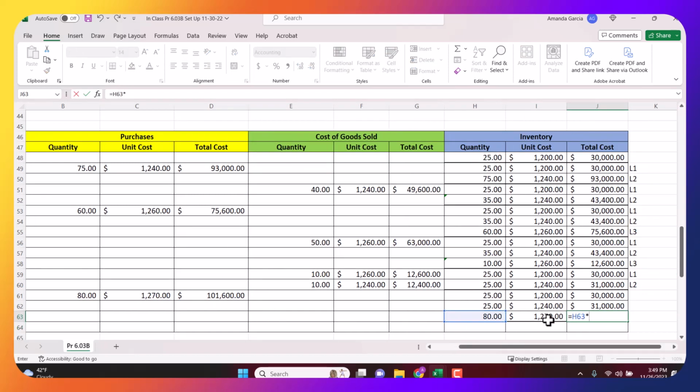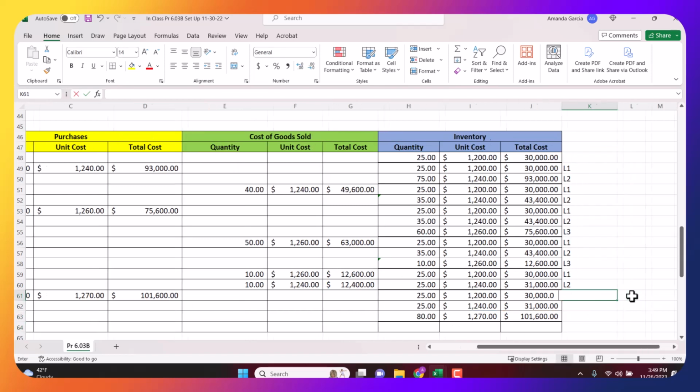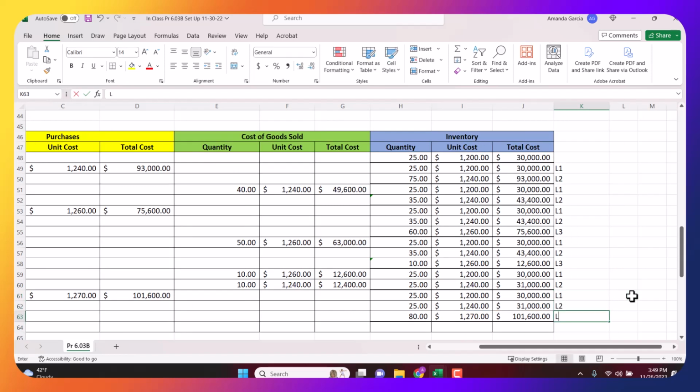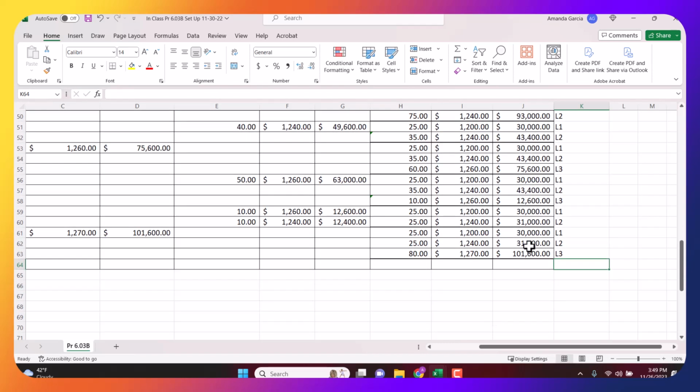So what is my ending inventory? Well, I have L1, L2, layer 1, layer 2, layer 3. My ending inventory is layer 1, 2, and 3. Not the whole thing in here, right? Because this is a running total. Ending inventory. How many units do I have in ending inventory? Well, technically I would have 25 units plus 25 units plus 80 units, valued at 162,600, right? If I need to know the number of units.